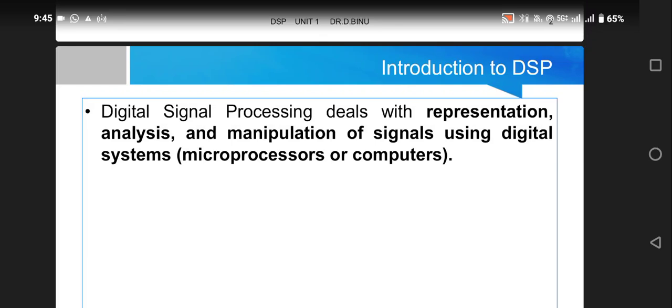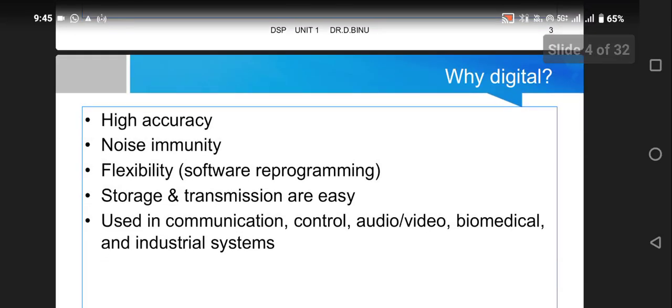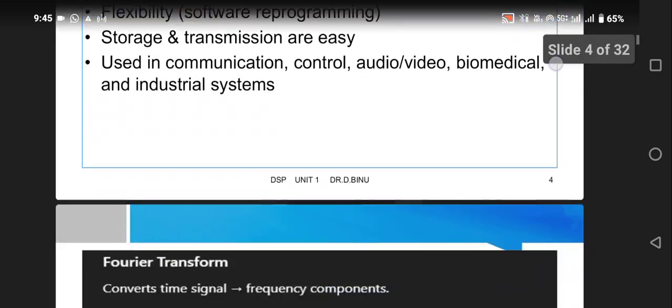DSP deals with representation, analysis and manipulation of signals using digital systems like microprocessors. Digital is preferred because of its high accuracy, immunity to noise, flexibility, storage as well as transmission, and low latency. It is normally used in communication, audio, video, biomedical, and industrial systems.